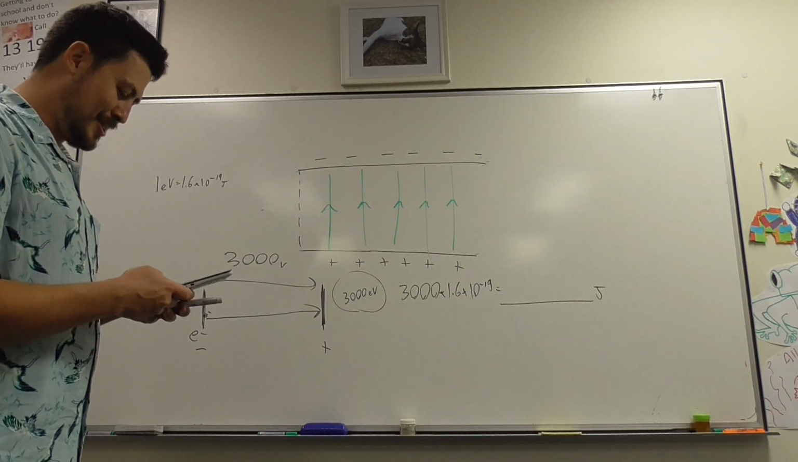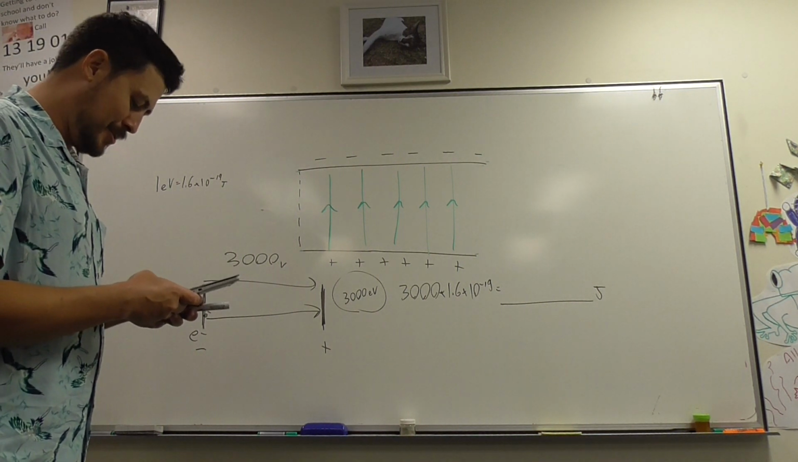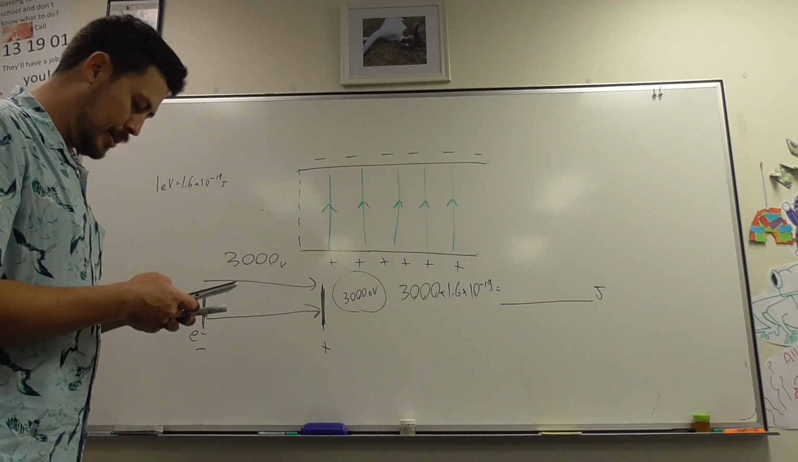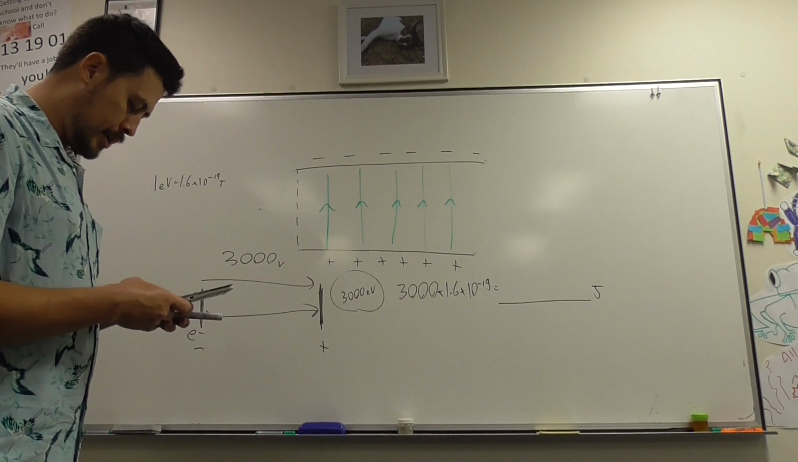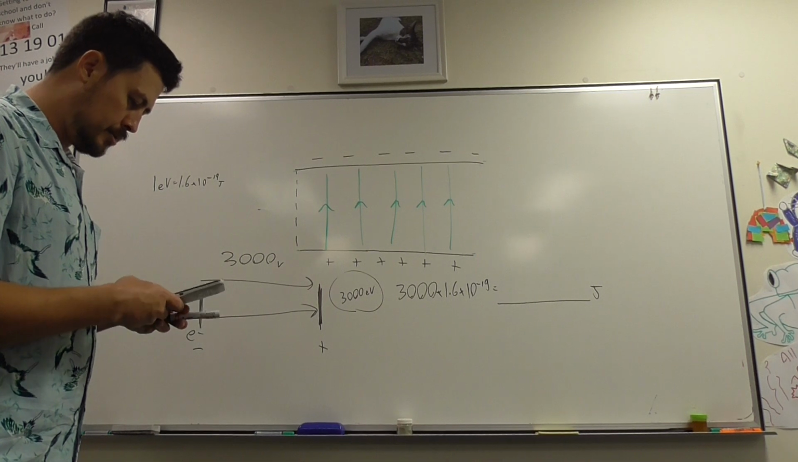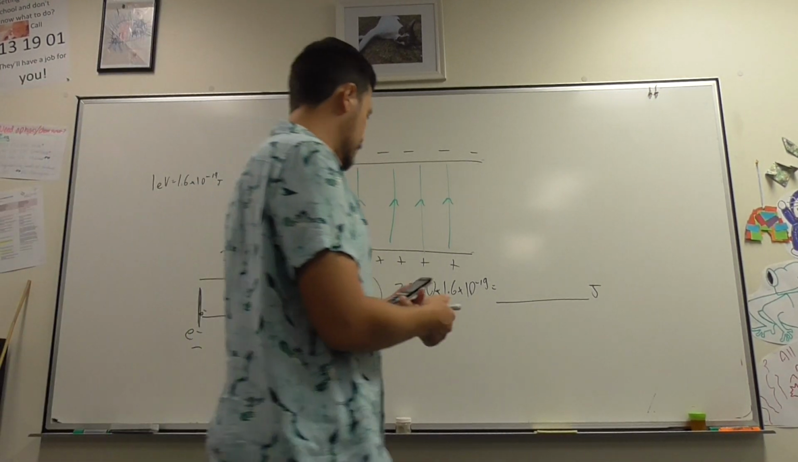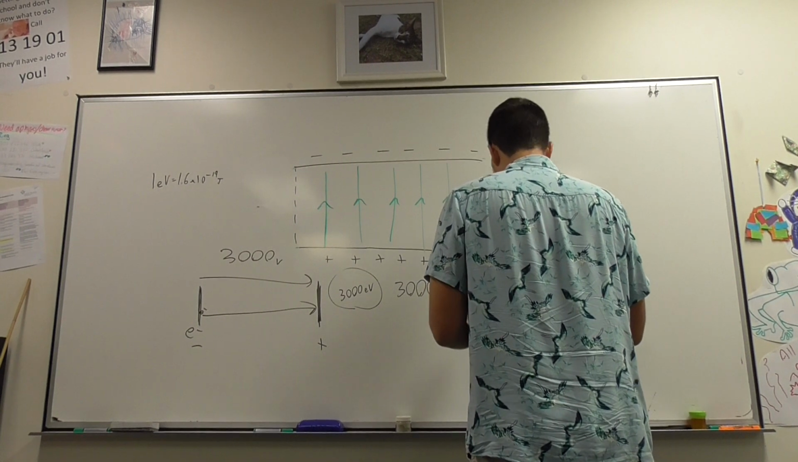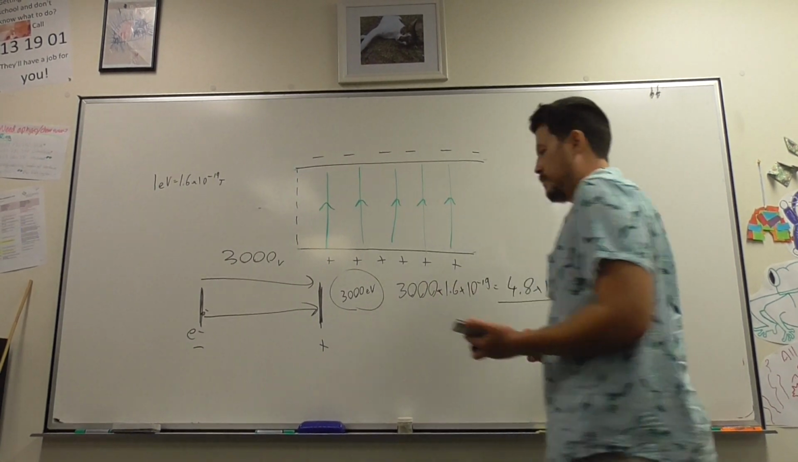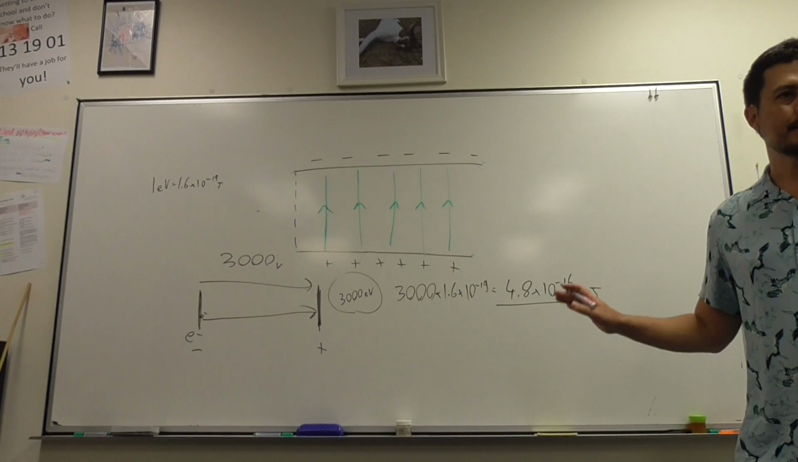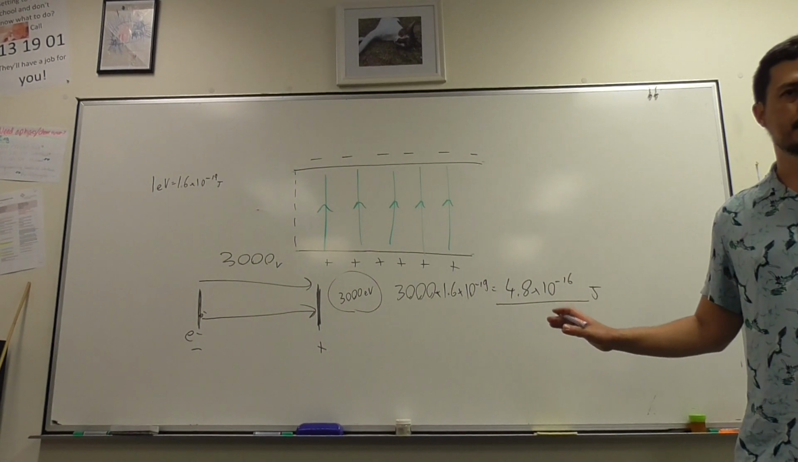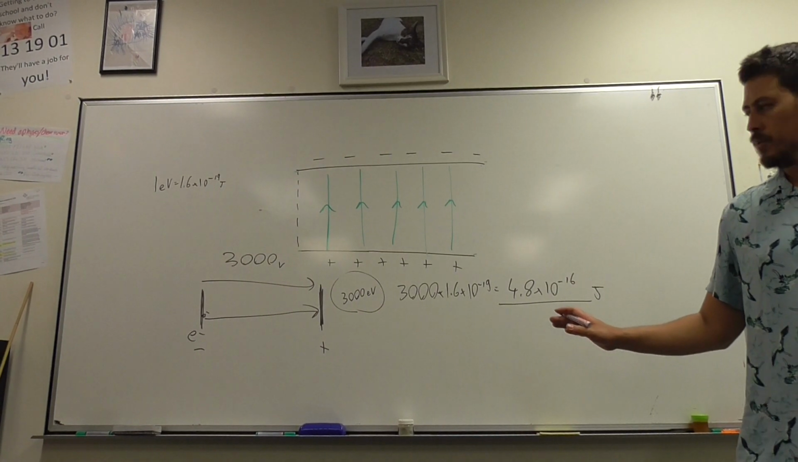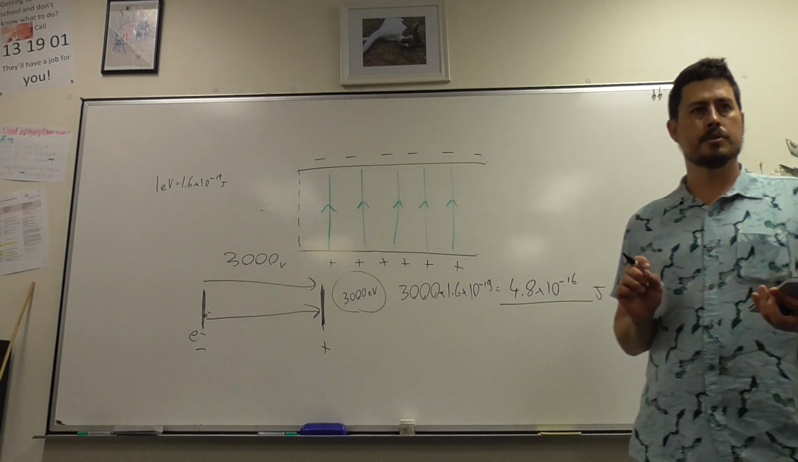Because other schools got really low attendance. 3,000 times 1.6 by 10 to the power of negative 19. Go across the bracket. Okay, so 4.8 by 10 to the negative 16 joules. Yes. What speed is the electron doing when it arrives at the other side?